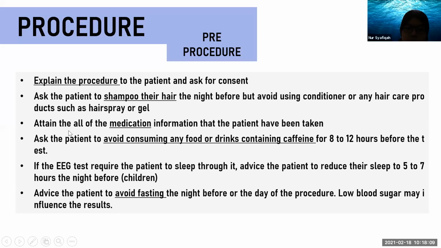We also need to obtain all the medication information that the patient has been taking, and ask the patient to avoid consuming any food or drinks containing caffeine for 8 to 12 hours before the test. If the EEG test requires the patient to sleep through it, we need to advise the patient to reduce sleep to 5 to 7 hours the night before. This is for children. We also need to advise the patient to avoid fasting the night before, because we want to avoid hypoglycemia during the EEG procedure.